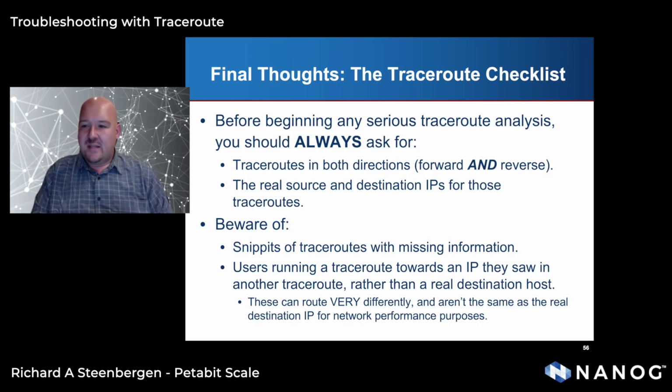So what tends to happen in a lot of cases is people send only the section in the middle that they think is the problem, and they leave out the source and they leave out the dest. And then when an engineer goes to look at it, they have no way to tell what's actually happening because they've only gotten a snippet of that information. So as a best policy, always ask for traceroute in both directions and the real source and destination IPs.